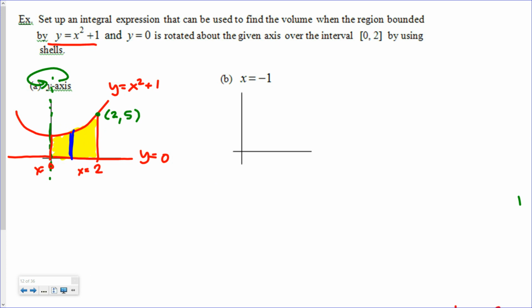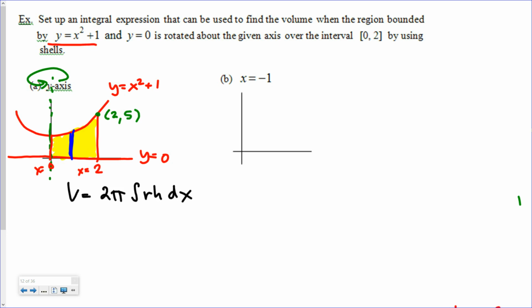Instead of making a bunch of discs, what we're going to make is a bunch of cylinders. Can you see it? This cylinder is rotating around. Then I'm going to add another cylinder next to it, and then another cylinder next to it. It's the same picture that we're taking the volume of, but this formula is going to be 2 pi r h dx.